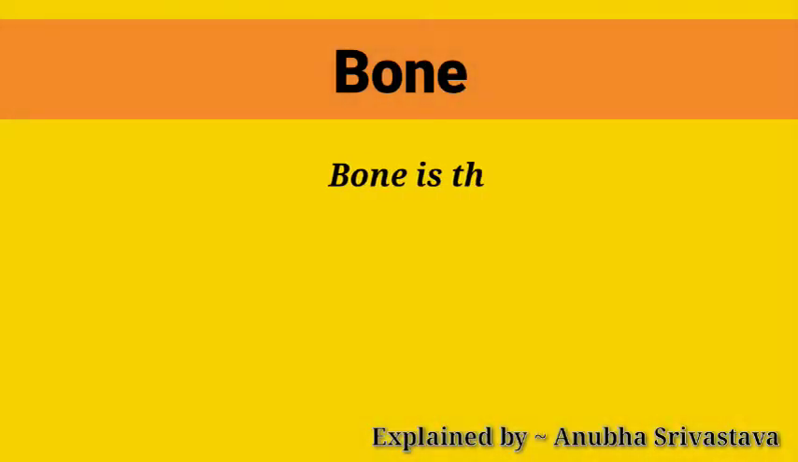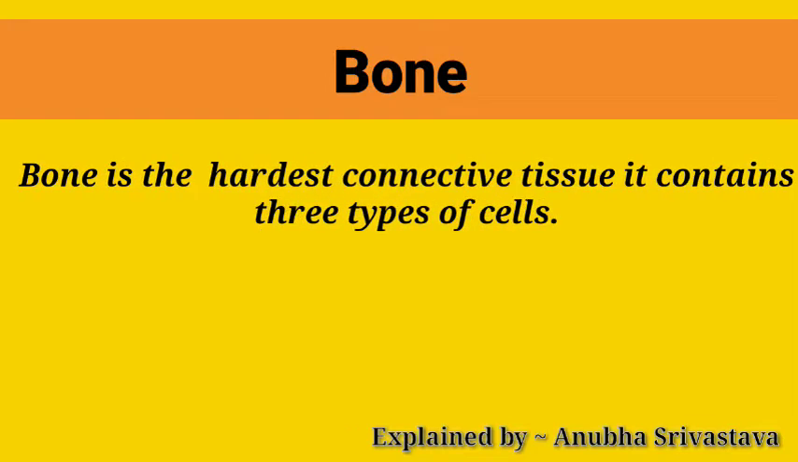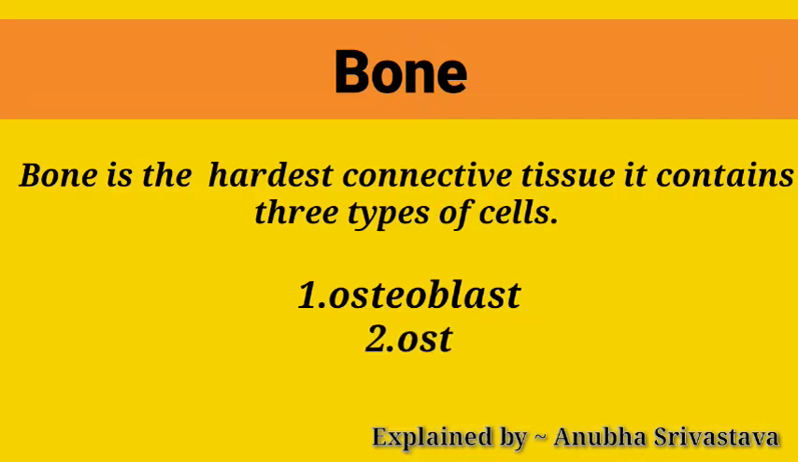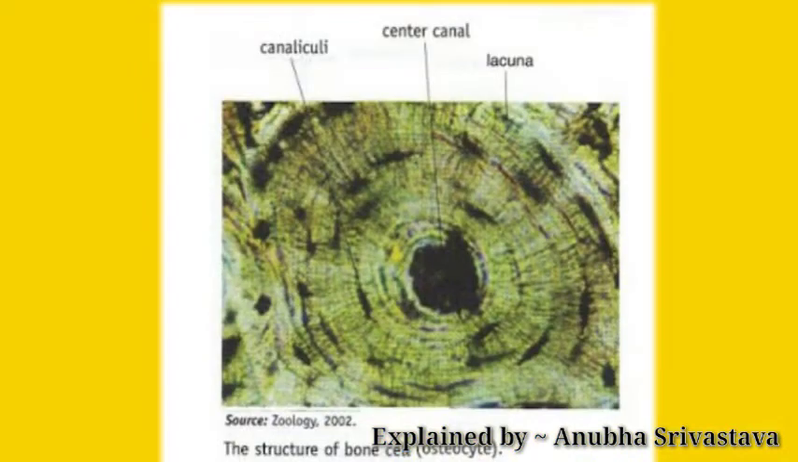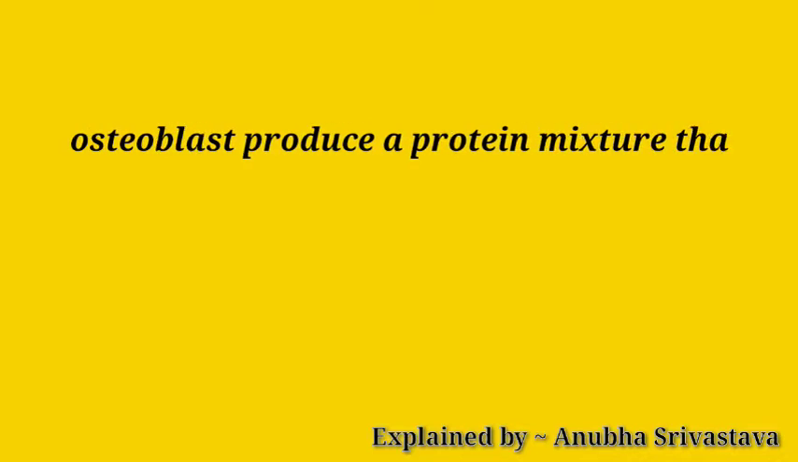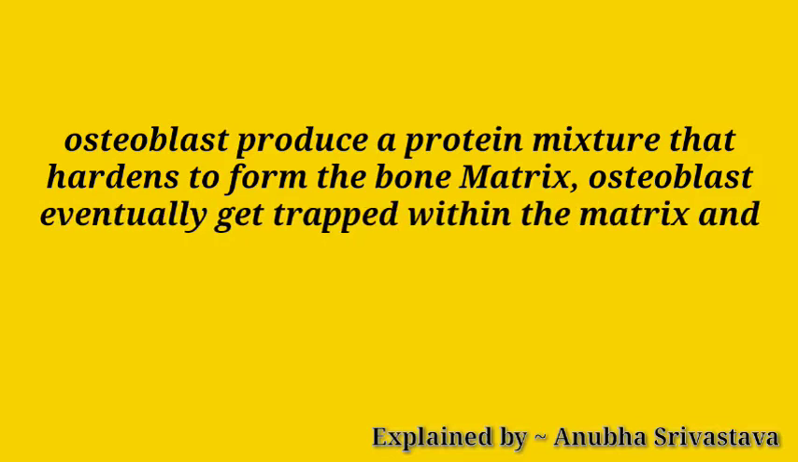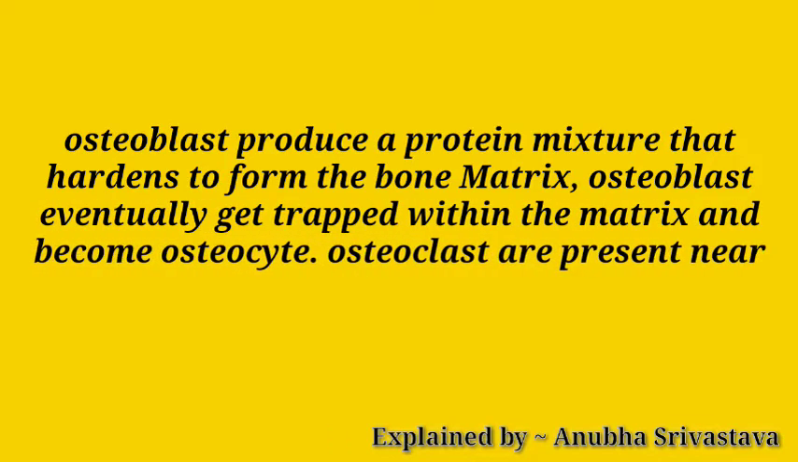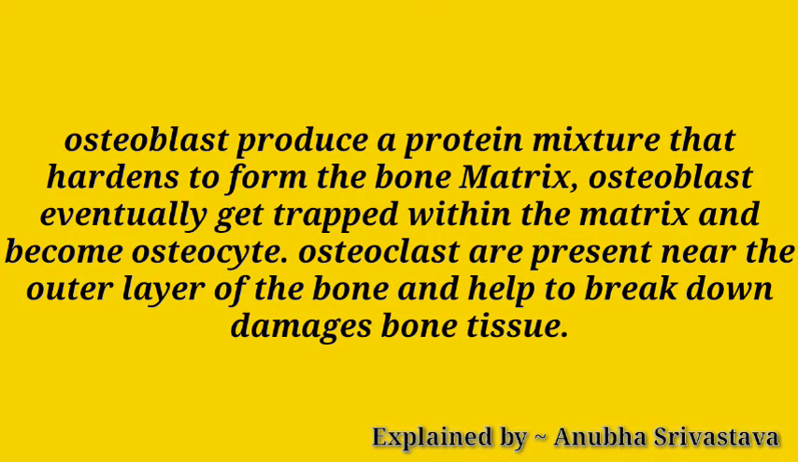Bone. Bone is the hardest connective tissue. It contains three types of cells: osteoblasts, osteocytes, and osteoclasts. Osteoblasts produce a protein mixture that hardens to form the bone matrix. Osteoblasts eventually get trapped within the matrix and become osteocytes. Osteoclasts are present near the outer layer of the bone and help to break down damaged bone tissue.